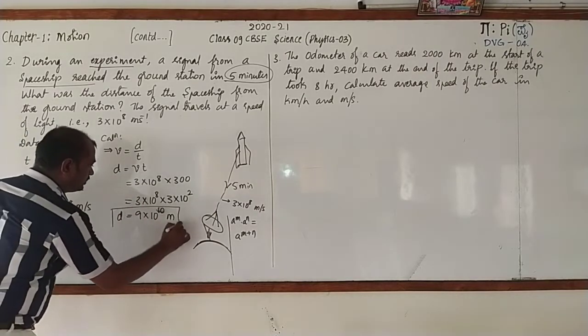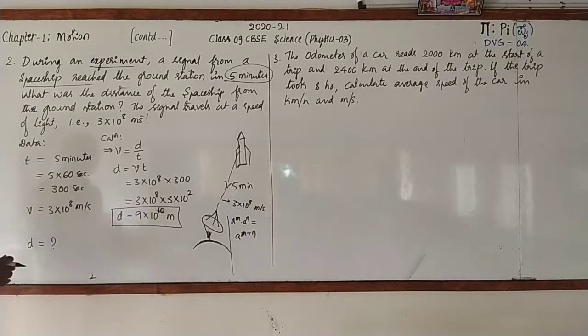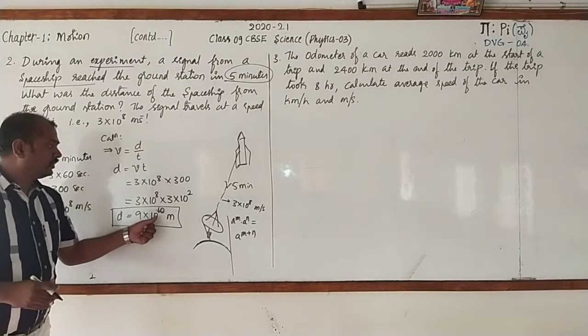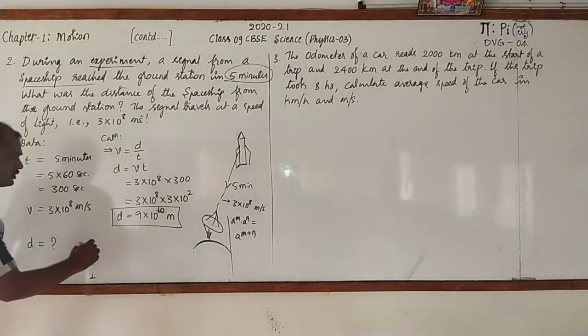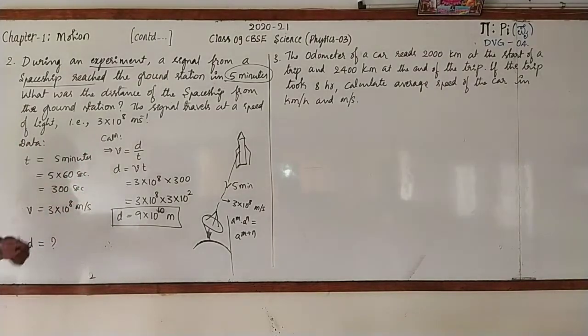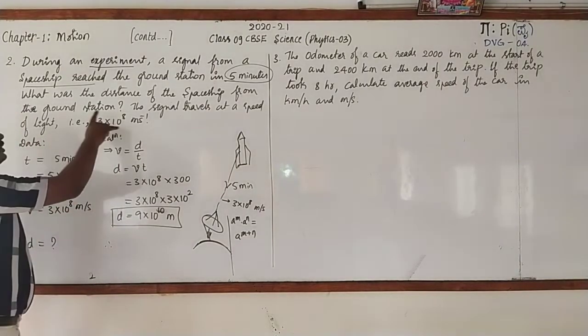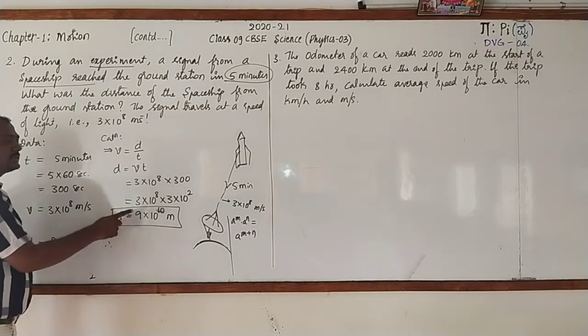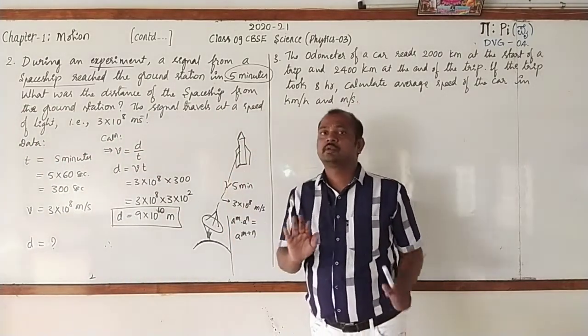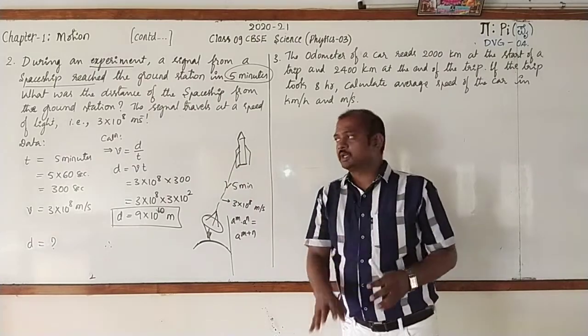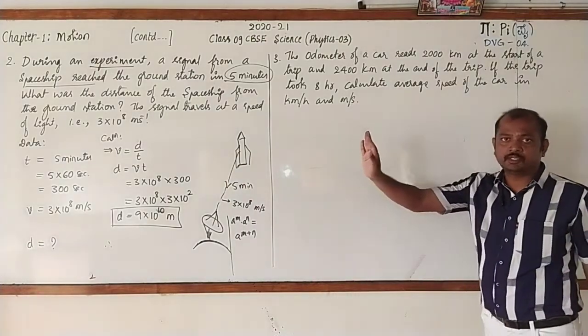So, it can also be expressed in kilometer as 9 into 10 raised to the power 7. So, this is enough. So, conclusion, you have to write, therefore, the distance of the spaceship from the ground station is 9 into 10 raised to the power 10 meter. Clear? Okay. Now, don't copy. Afterwards, I'll give you time.